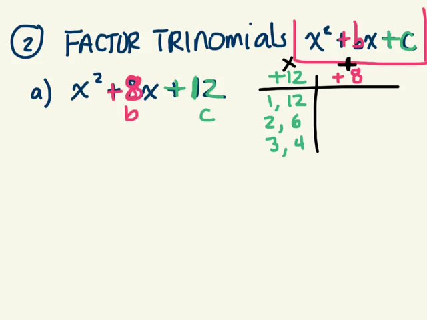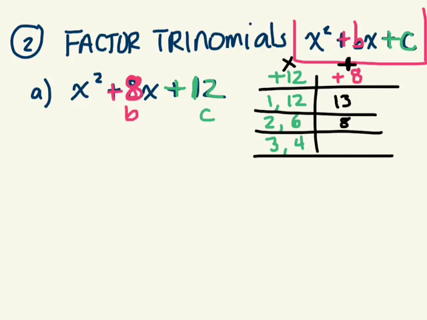So let's add these up. What's 1 plus 12? What's 2 plus 6? What's 3 plus 4? Which two numbers add up to 8? 2 and 6. Those are our factors. We have to write this in factored form. Once again, factored form, we're looking for two things that we multiply together, right? Factored form is showing it in a different way.